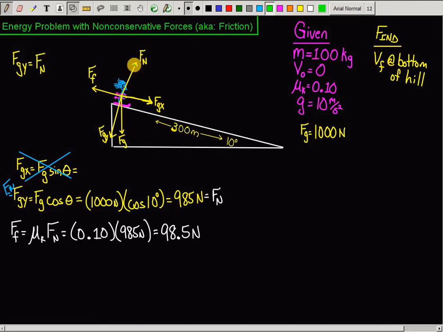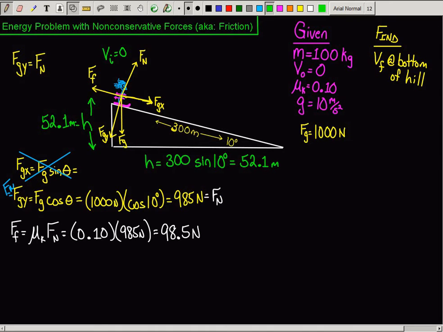Here's what else we know. We know at the top of this hill that we're not moving. But we are going to need to know the height of the hill. So we need to know this up and down height in order to do the problem. I know the length of the hill is 300 meters, and I have 10 degrees. So we do a little bit of trigonometry to figure out the height. For the height, we could take the hypotenuse times the sine of the angle, because we're opposite the angle. In our case, that gives us the height to be 52.1 meters. That number is going to come in handy when we start using our energy equation.